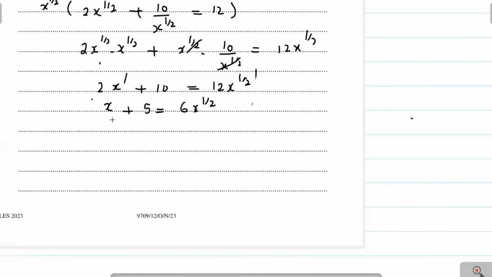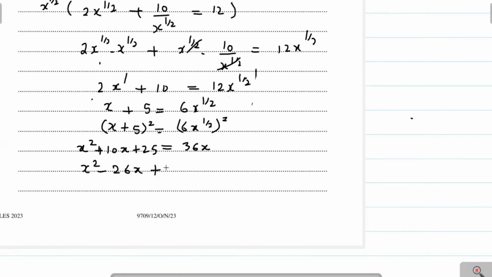We take the square on both sides. You see here we can write x plus 5 whole square, and this will be equal to 6x power 1 over 2 whole square. And this value will become 36 into x. And this is x squared plus 10x plus 25. And we can write it as x squared plus 10x minus 36x, which becomes minus 26x plus 25, equal to 0. Now this equation can be solved by using the quadratic formula.